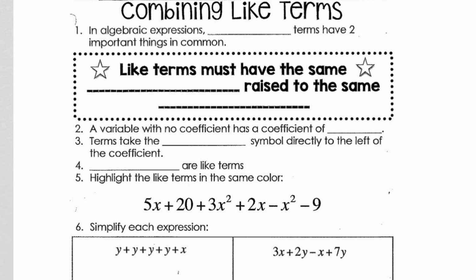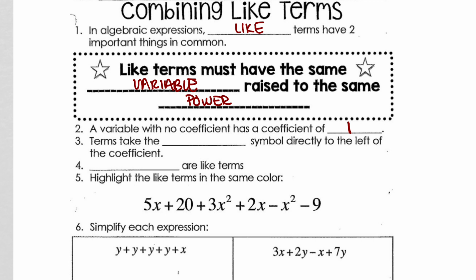All right, so if they needed to pause the video, hopefully everybody's got the notes back out. And yesterday we did the combining like terms at the top, and we discovered that in algebraic expressions, like terms have two important things in common. Like terms have the exact same variable, and that variable is raised to the exact same power or exponent. Okay, you should have filled this in yesterday. A variable with no coefficient has a coefficient of what? 1. So if we don't see a number in front of it, we assume that it's 1.